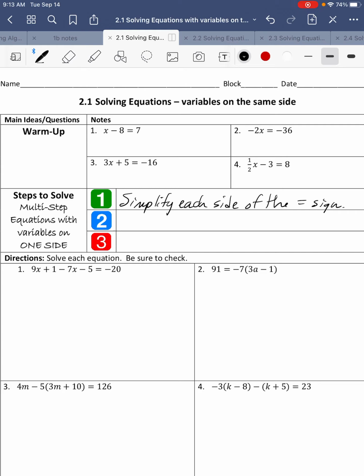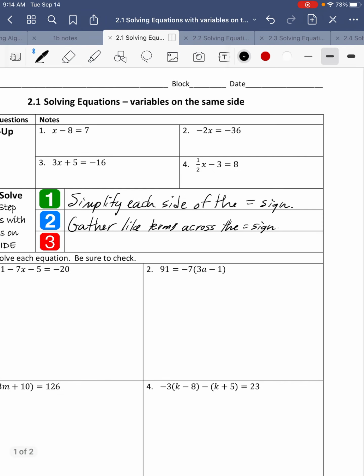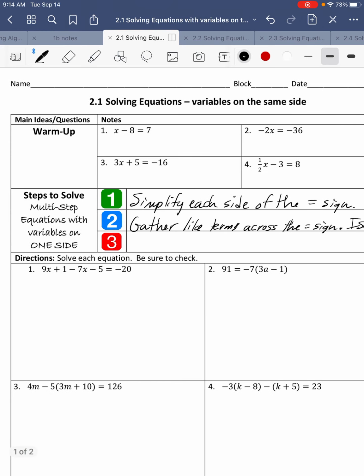The next thing we're going to do, once everything's simplified on the left and right side of the equal sign, is called isolating the variable. You are going to gather like terms across the equal sign. And this is going to actually isolate the variable. So you're going to get the term with the variable by itself.